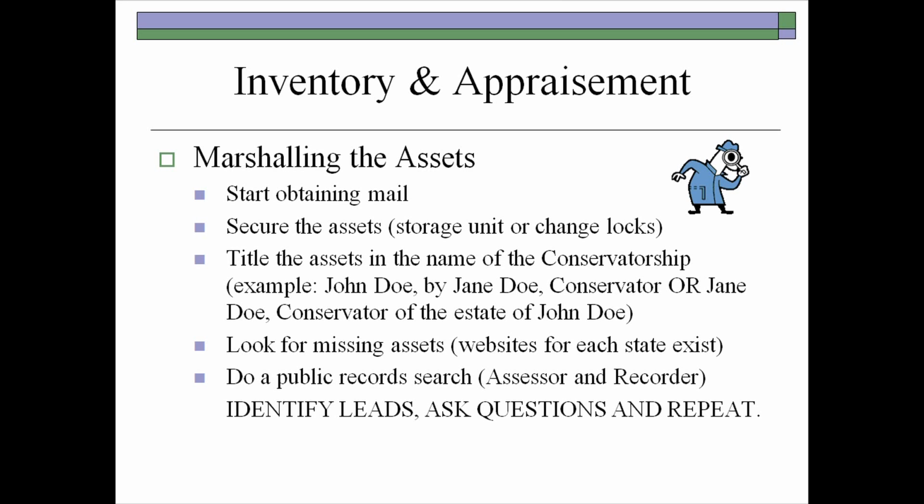You'll change it from perhaps a piece of property owned by John Doe to a piece of property now owned by you as conservator for the estate of John Doe. You'll look for any missing assets. You'll see if perhaps websites in different states might direct you towards property or other assets that the protected person owns. You need to change the titling on all of those assets.